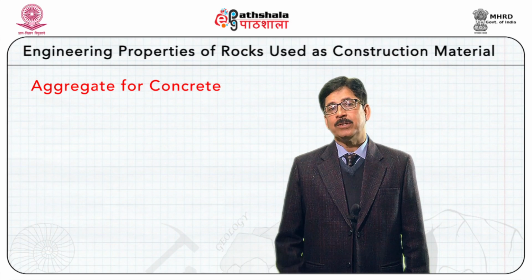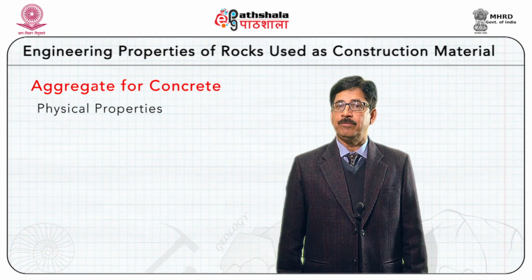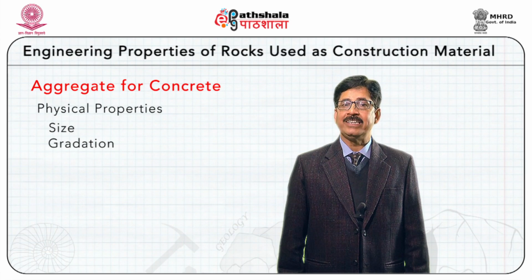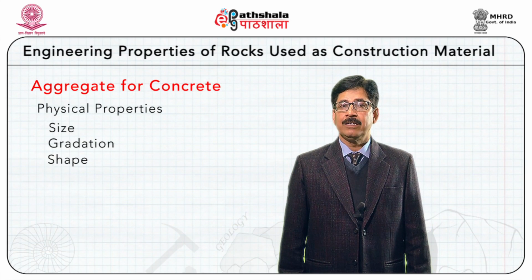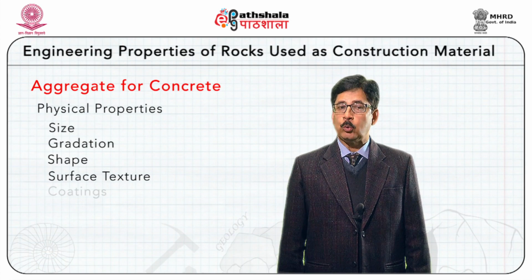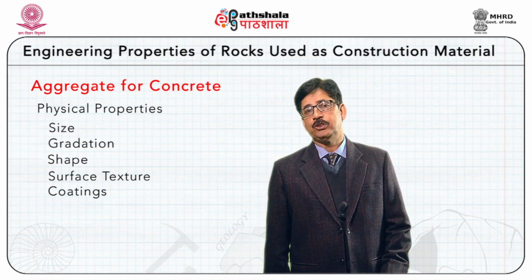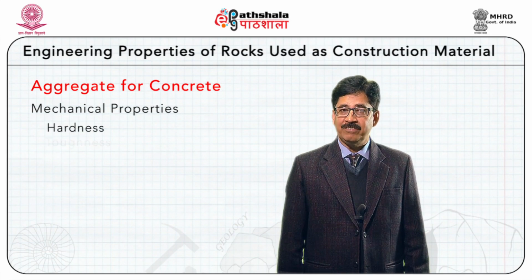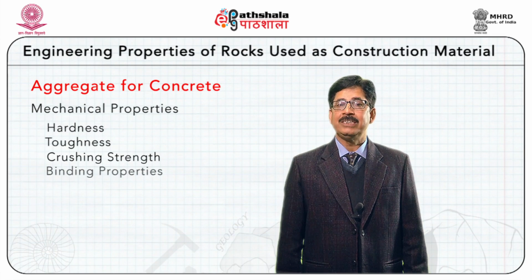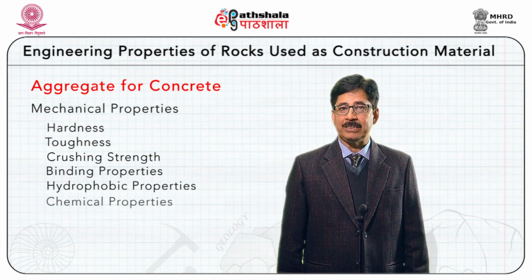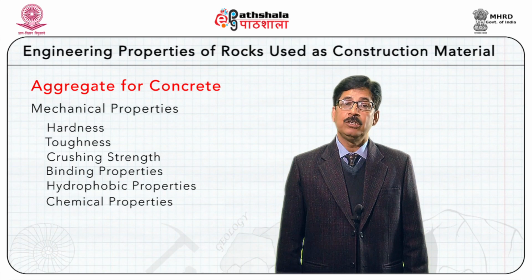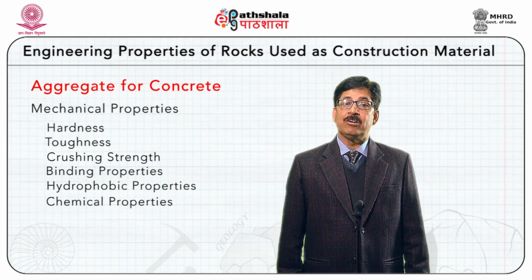So we have different physical properties to be satisfied for rocks to be used as aggregate. For example, the size of aggregate, gradation, shape, surface texture, coatings on the surface of the aggregate, etc. These are the important physical properties which should be satisfied. Then we have some mechanical properties of aggregates, which include hardness, toughness, crushing strength, binding properties, hydrophobic properties, and chemical properties.